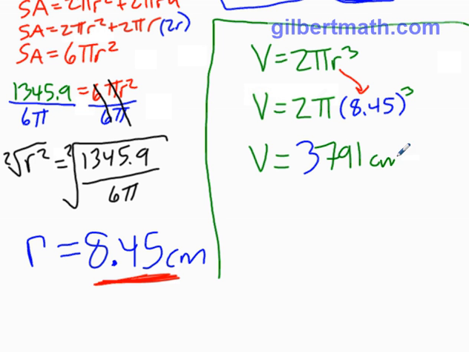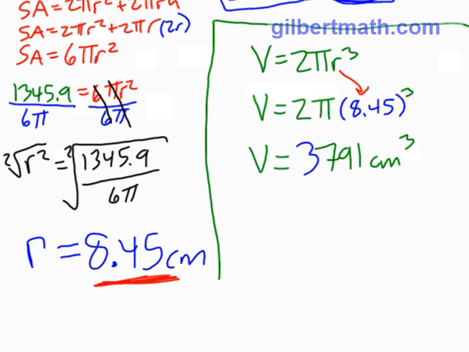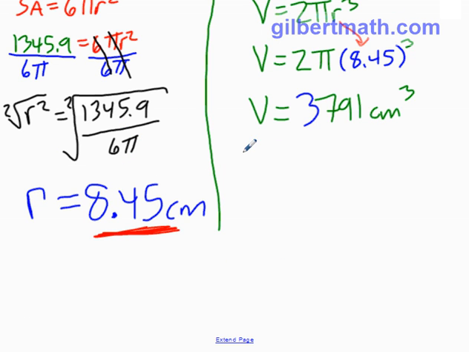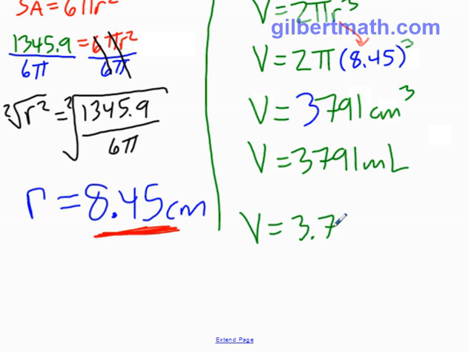3,791 cubic centimeters, but the question asks for it in liters. From the last slide, you may remember that this is the same as 3,791 milliliters. And if you've ever bought a bottle of pop or any sort of juice or whatever, you probably know that there are 1,000 milliliters in a liter. So what we have here is that the volume equals 3.79 liters. And I'm just going to round that to two decimal places.